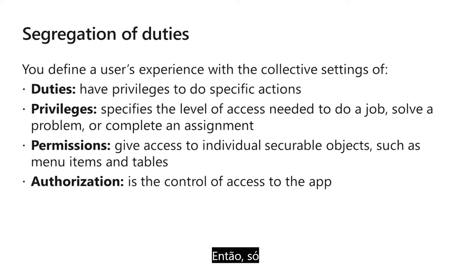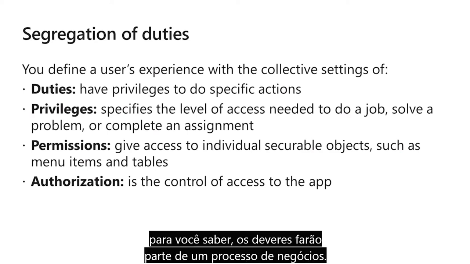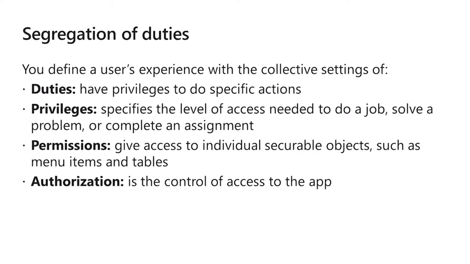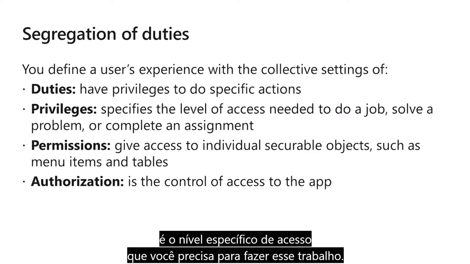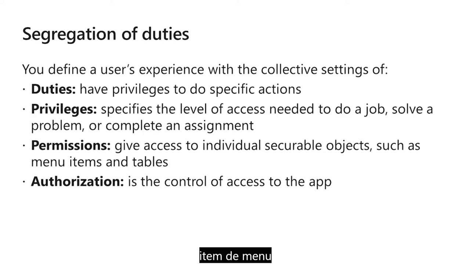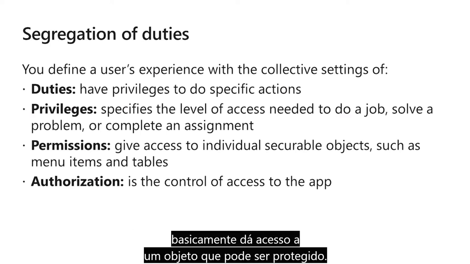So really, duties, just so you know, are going to be part of a business process. So a duty could be maintaining a bank transaction. This is where you would need to do deposit slips or cancel payments. Where a privilege is the specific level of access that you need to do that job. So for example, the cancel payment privilege has a permission on the menu item that then allows you to cancel a payment. Then when we get into permissions, this basically gives you access to a secureable object.